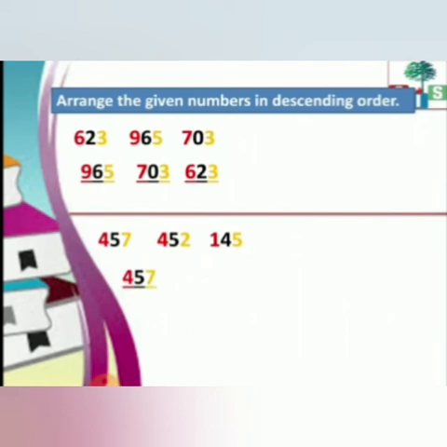457. Now two numbers are left. One is 452, one is 145. Out of these two, the number which is bigger is 452. And now the smallest number will be left, because we have already written 457, 452, and the last will be 145. Now let's move to the next slide.